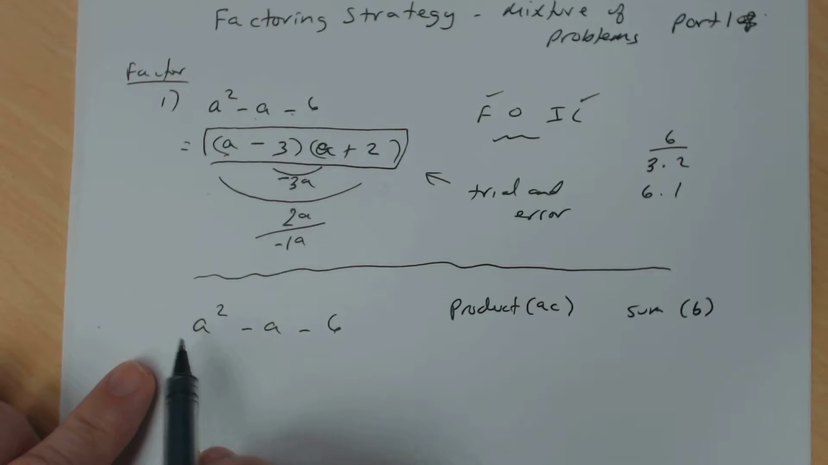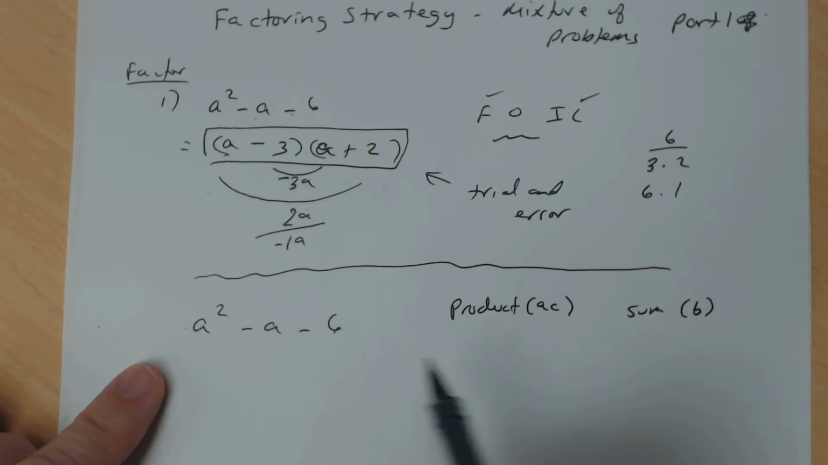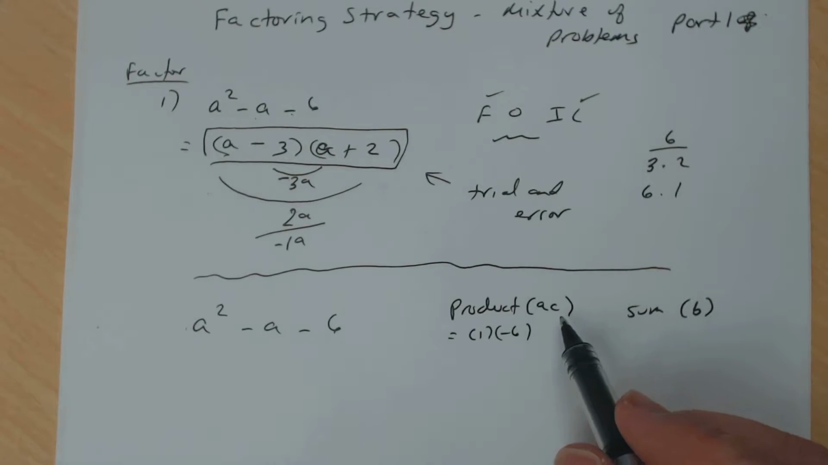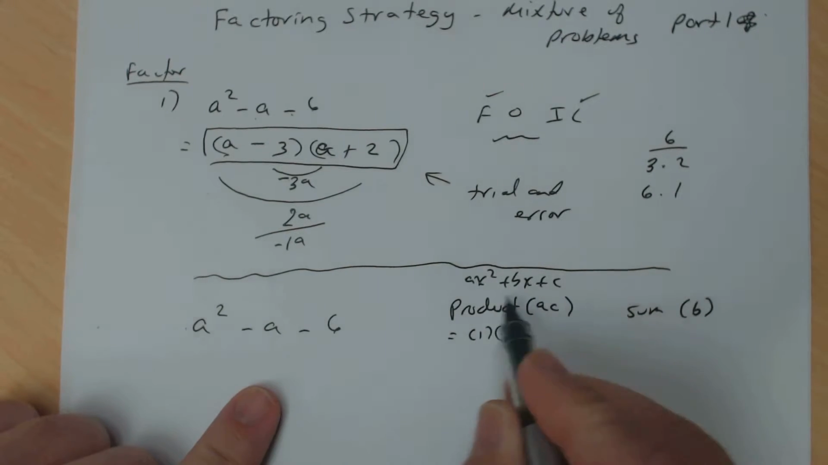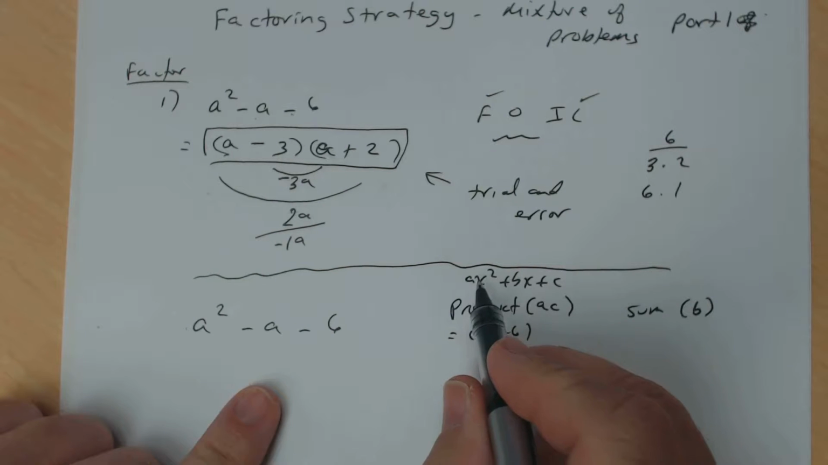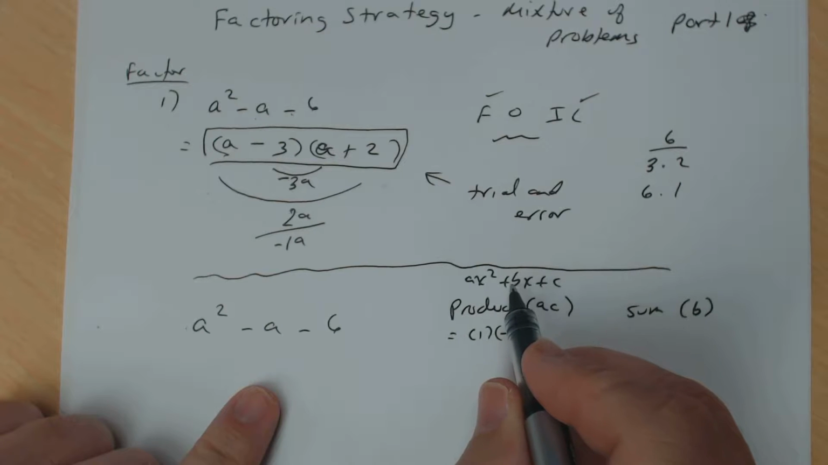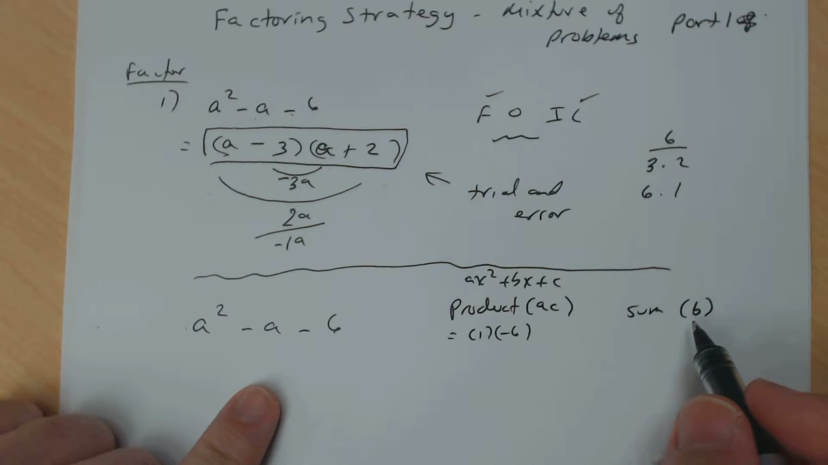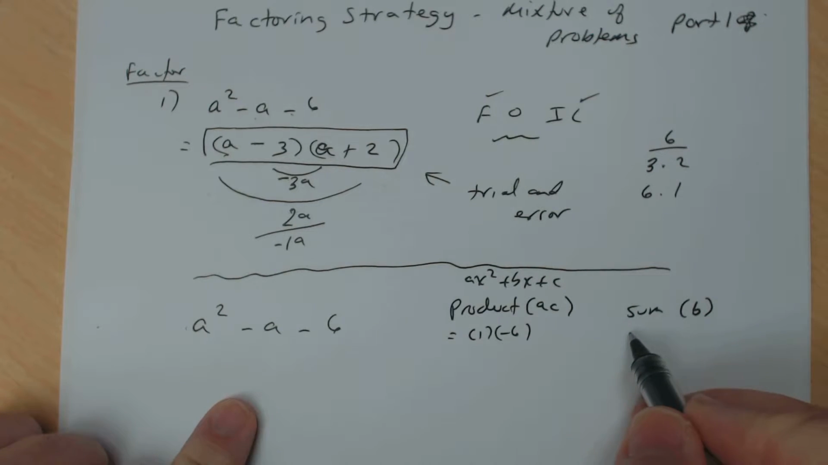So AC, A is the, now don't confuse this A with this variable here. This A that we're talking about is a coefficient of the squared term. So that's going to be 1 times C, and C is negative 6. C is the constant. So remember that's AX squared plus BX plus C. That's where the A, B, and C are coming from. A is the coefficient of the squared term. B is the coefficient of the X term. And then C is your constant. And I need the sum to be B. So I need the sum to be, in this case, negative 1.